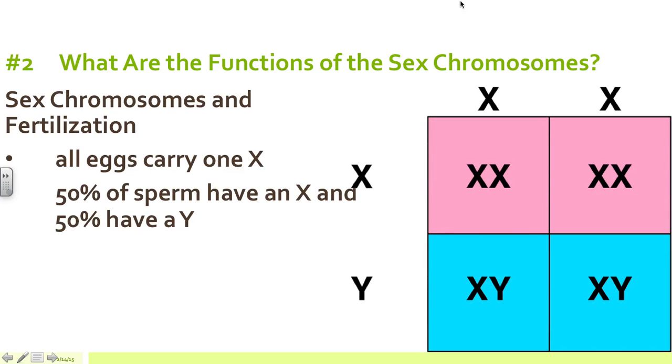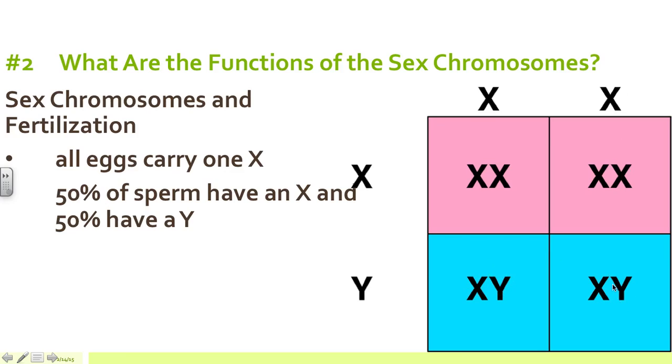And so if you get this egg from mom and this sperm from dad, you're going to grow up to be a female. If you get this egg from mom and this sperm from dad, you're going to grow up to be a female. If you get this egg and this sperm, you're going to grow up to be a male, and the same with this egg and this sperm: a male.